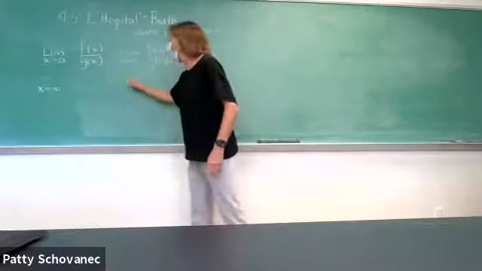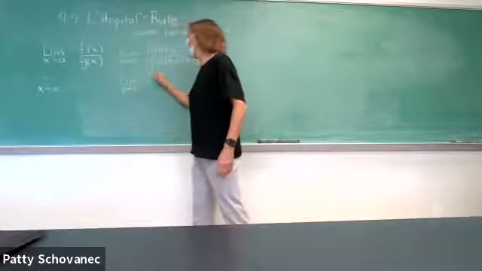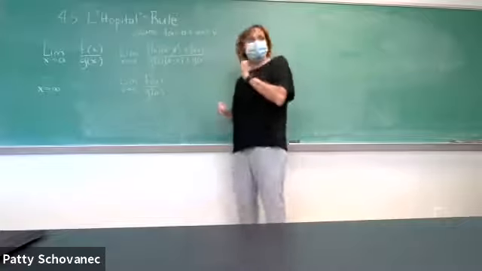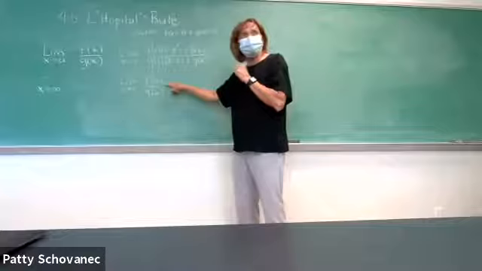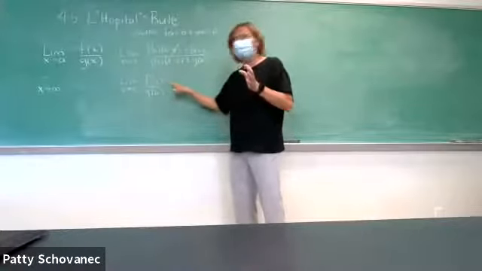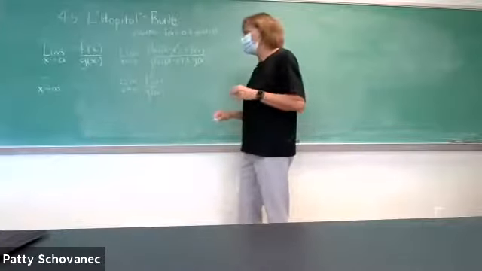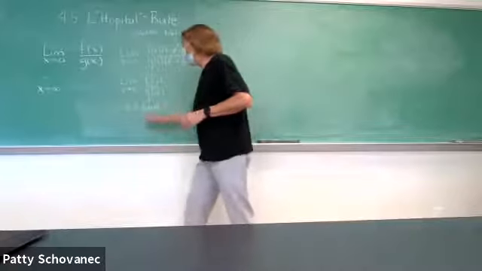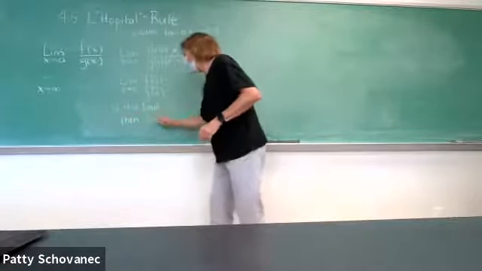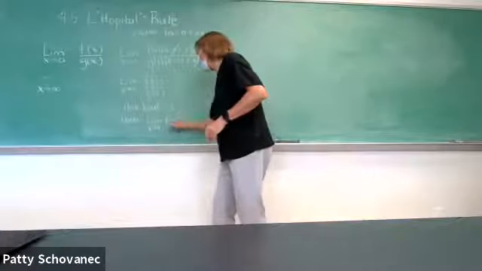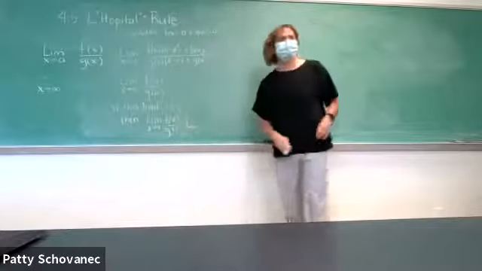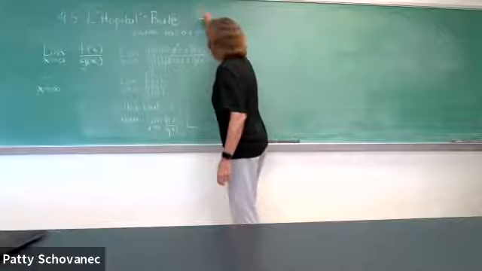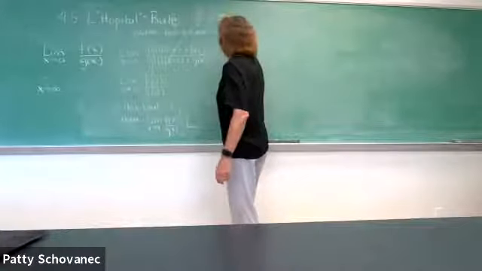And here's L'Hopital's rule. This limit has the form of 0 over 0 or infinity over infinity. Take the derivative of the top divided by the derivative of the bottom. Whatever limit you get here will be the same as the limit that is over there. So if this limit is equal to L, then the limit as x goes to a of f of x over g of x is also L. So L'Hopital's rule applies to the forms 0 over 0 or infinity over infinity.